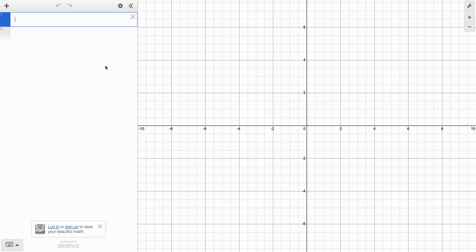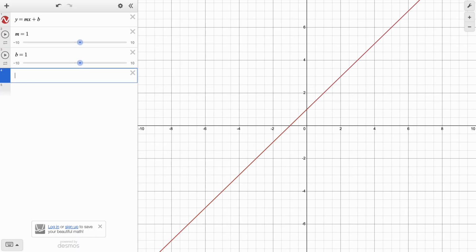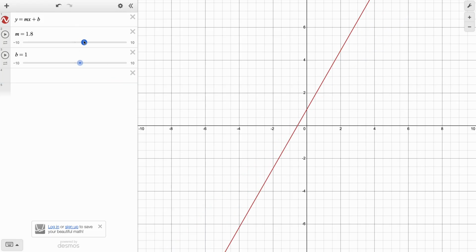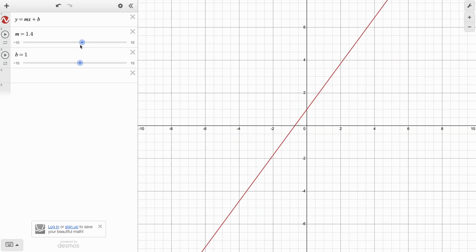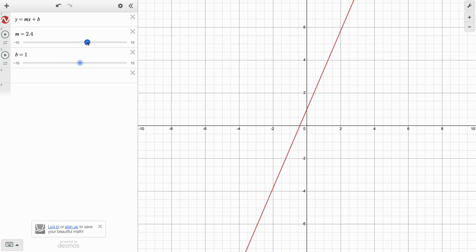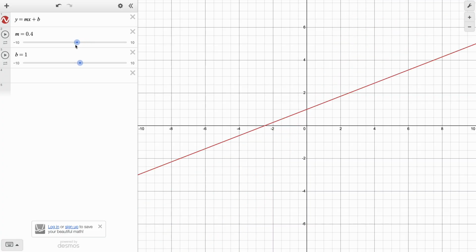For example, if we want to graph a linear function, we would put in y is equal to mx plus b. And we will see that if we press enter, the graphing calculator will return a linear line, and Desmos will allow us to enter the value of m and b. So if we drag around this slider right here, we can see that if we change the value of m or b, the shape of the function changes correspondingly.